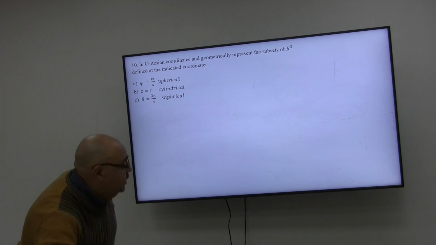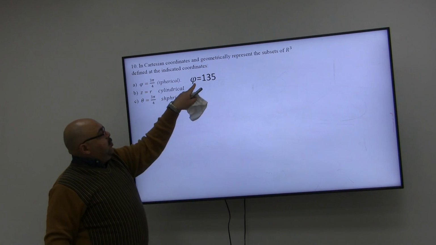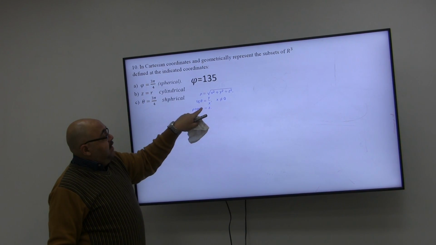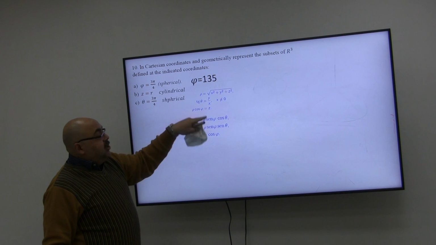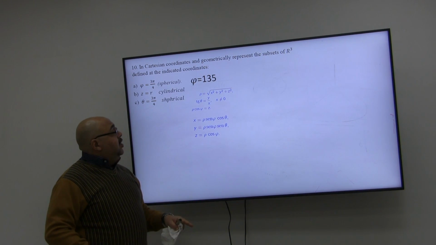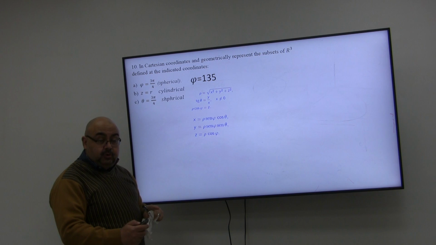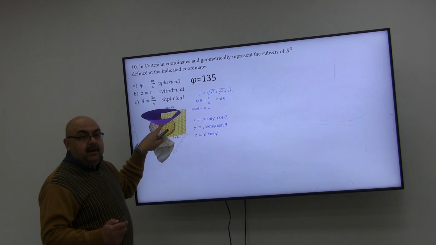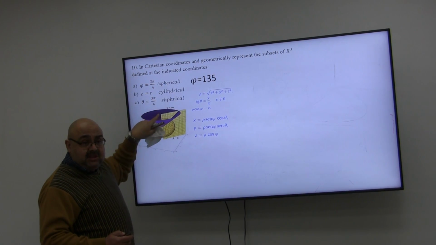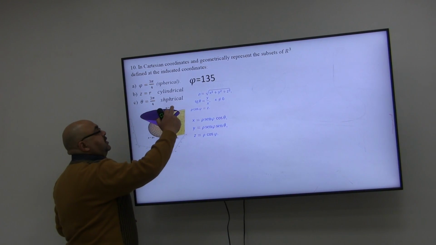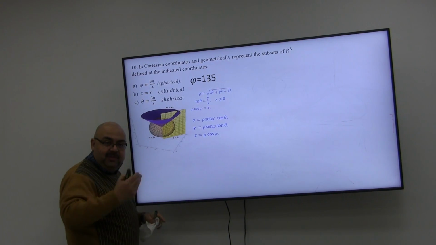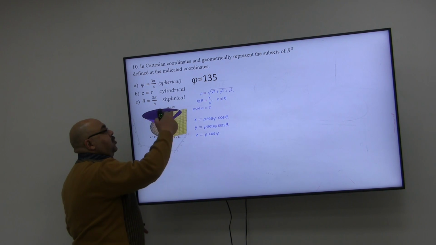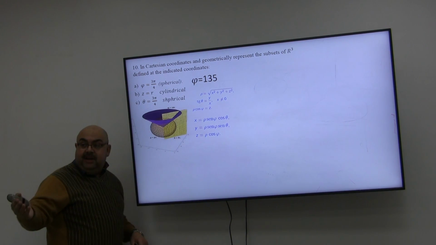So once more, here we go. This is phi equal to 135, that's 3 pi over 4. Those are the relations to remember, connecting spherical into Cartesian or vice versa. That's the shape in general. If phi is constant, you will have a cone. It will depend on the value of your phi. This is the shape of the cone if phi is less than 90.